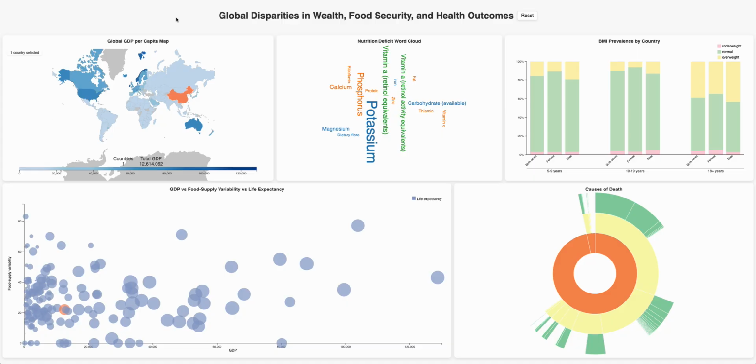The GDP dataset is from the World Bank. Nutrition supply and food supply variability datasets are from the Food and Agriculture Organization. BMI, life expectancy, and causes of death are from WHO.